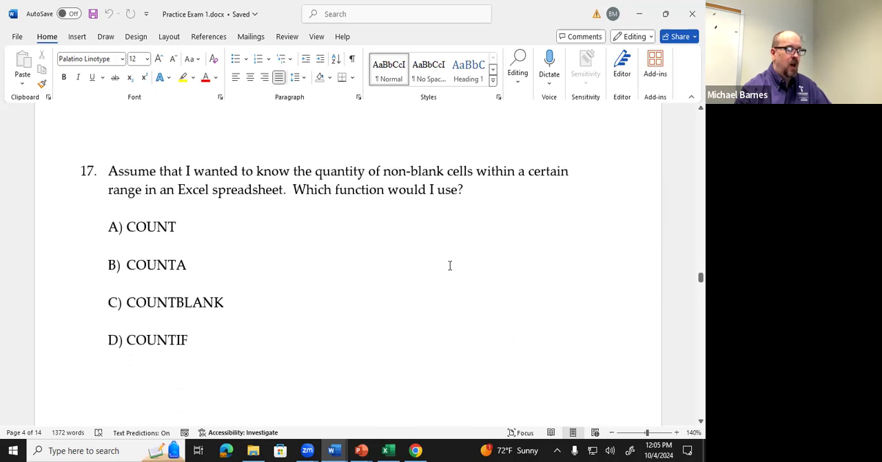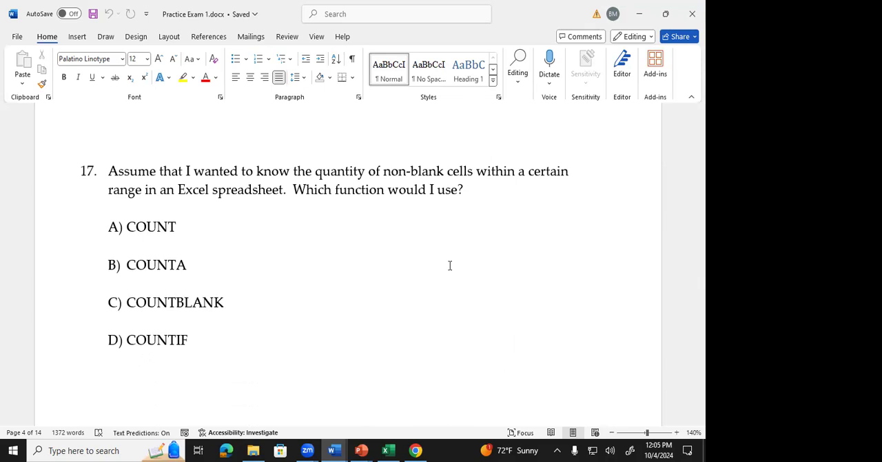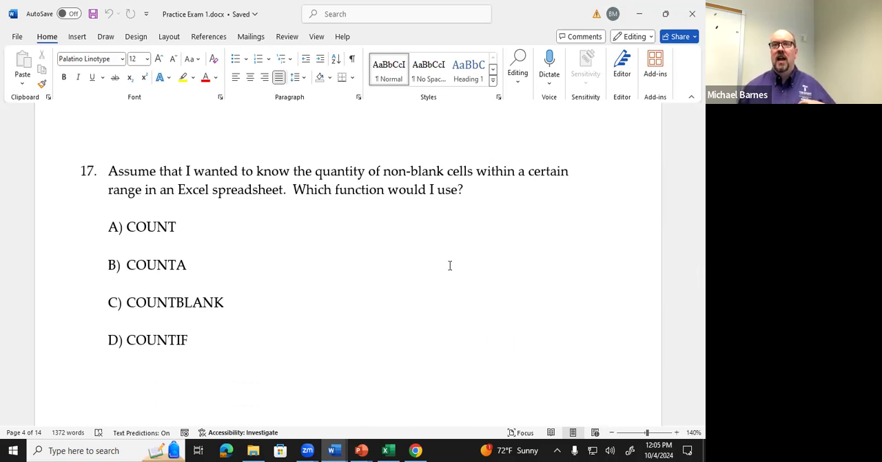Assume that I wanted to know the quantity of non-blank cells within a certain range of an Excel spreadsheet. Which one would I use? Okay, so it's going to be between count or count A, but one of those is more distinct than the other. Is it count or count A? What do you guys think? Count A. I have a count A. Does anybody agree? Does anybody disagree? Is anybody really afraid to answer? All right, we got a lot of people afraid to answer.